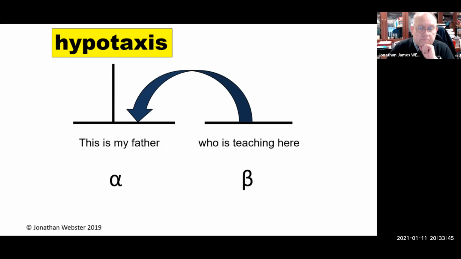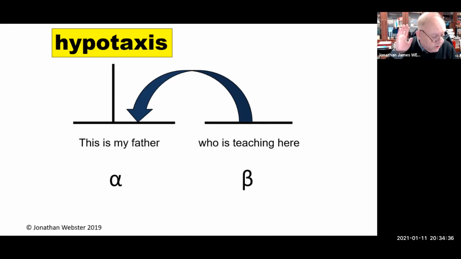This is my father who is teaching here. Asymmetrical. This is my father. That's the main idea, and grammatically it can stand alone. This is my father. I could say full stop right now. Instead, I go on to elaborate about my father who is teaching here. Now, that who is teaching here can't stand alone grammatically. It's dependent on the other. And so we're going to use a bit of notation here. First of all, the main idea has that vertical line. This is my father. And we'll call it the alpha clause.